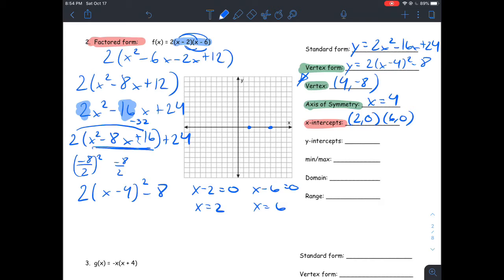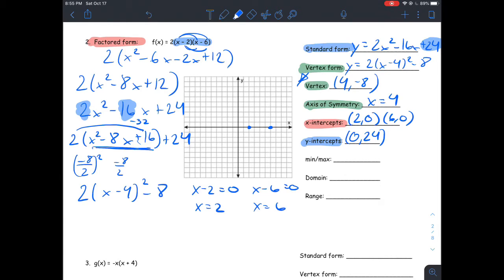All right. Then our y-intercept, right? We get our y-intercept from standard form. That's this guy here. So our y-intercept is 0, 24. The y-intercept is always 0, something, because anything that's on the y-axis is going to be 0, something. So we actually can't even plot this guy because he's off the chart.